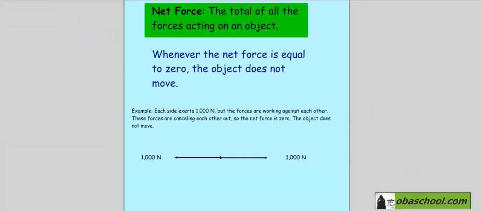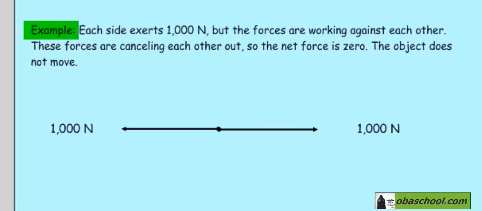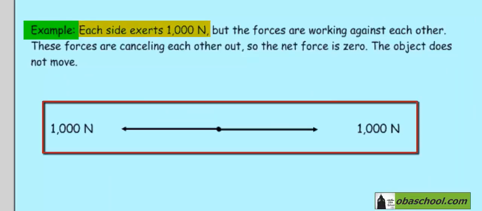Okay, now for the net force, the total of all the forces acting on an object. Whenever the net force is equal to 0, the object does not move. Look at this example. Each side exerts 1000 Newton, so the force on each side is 1000.